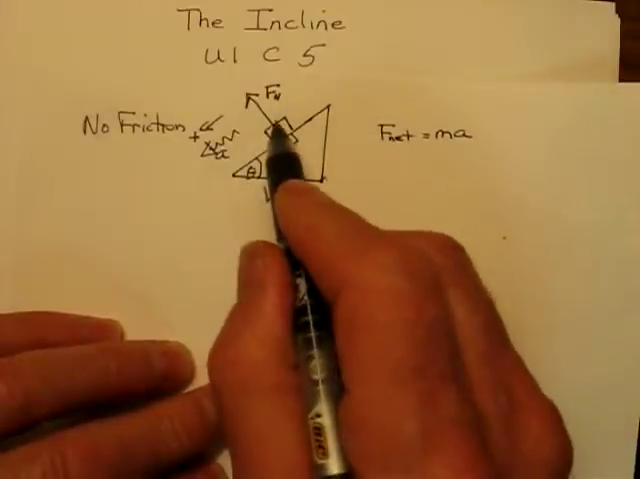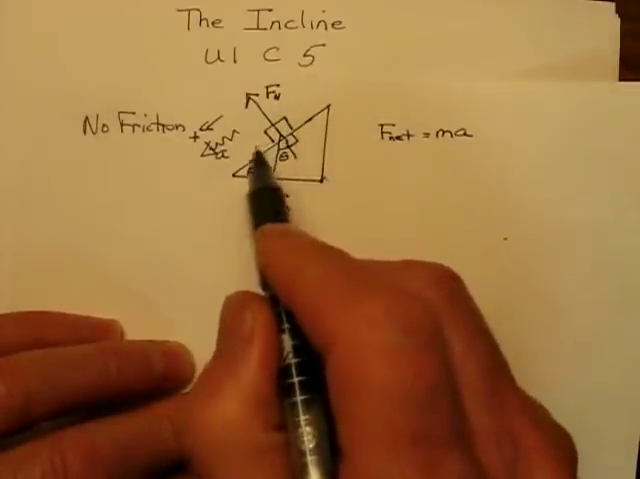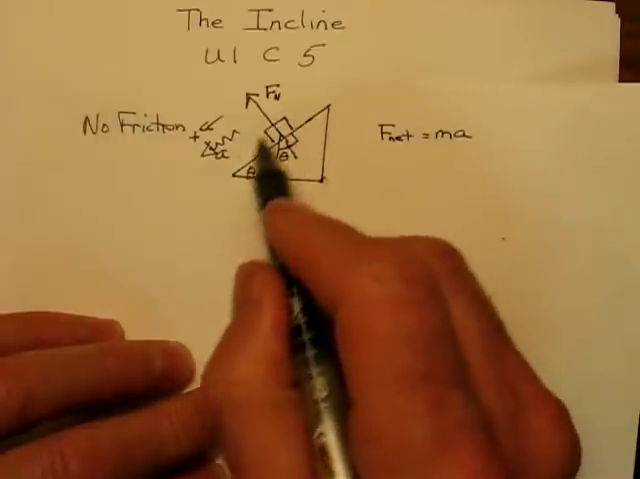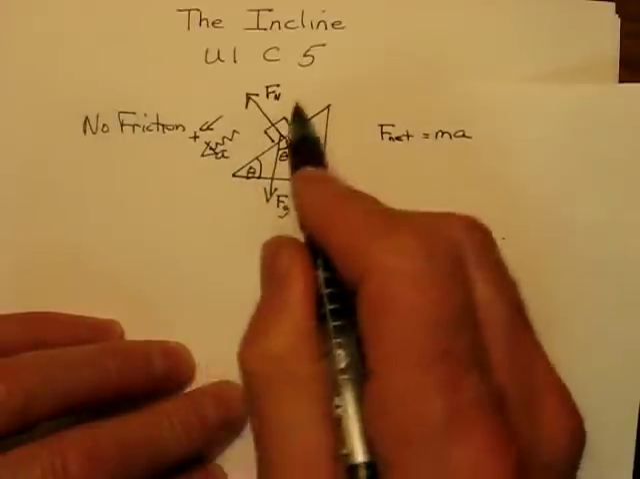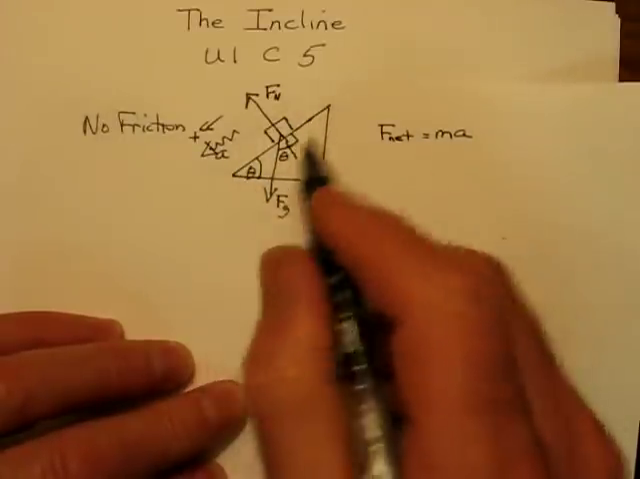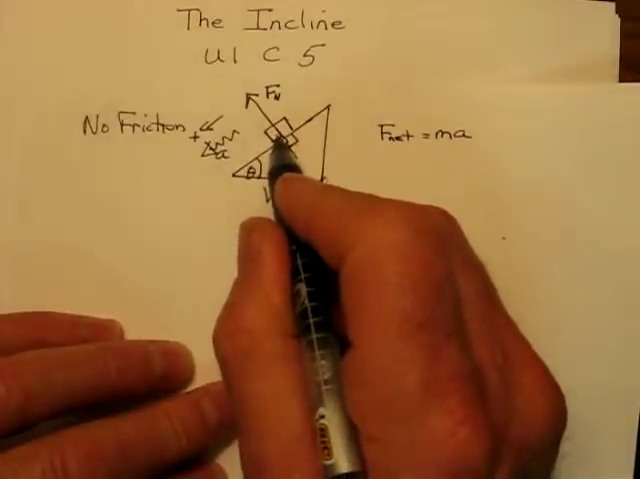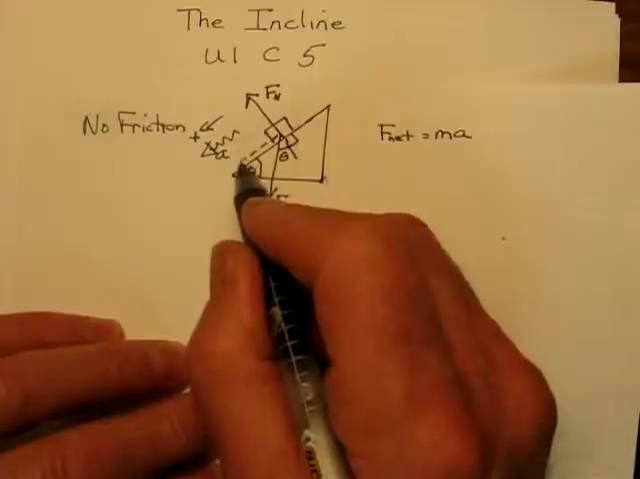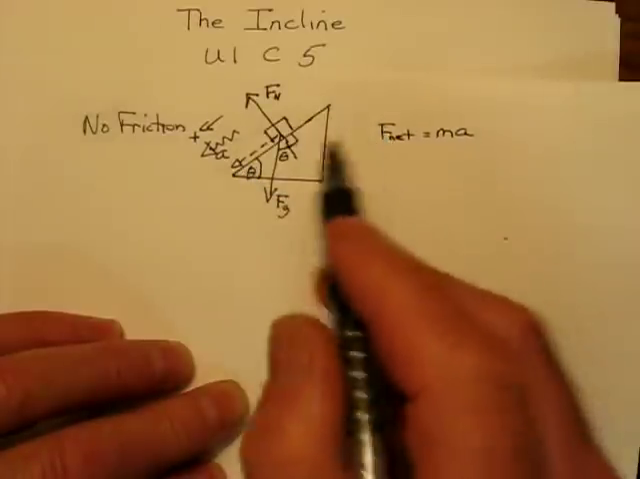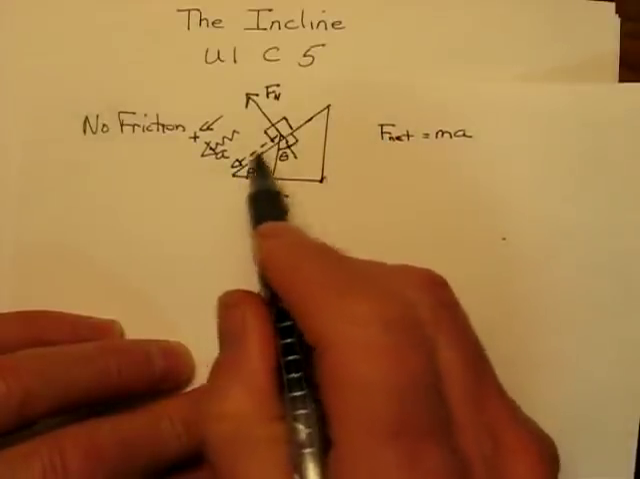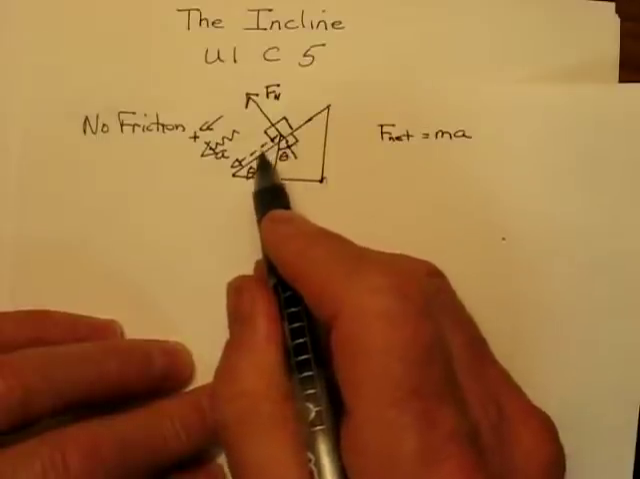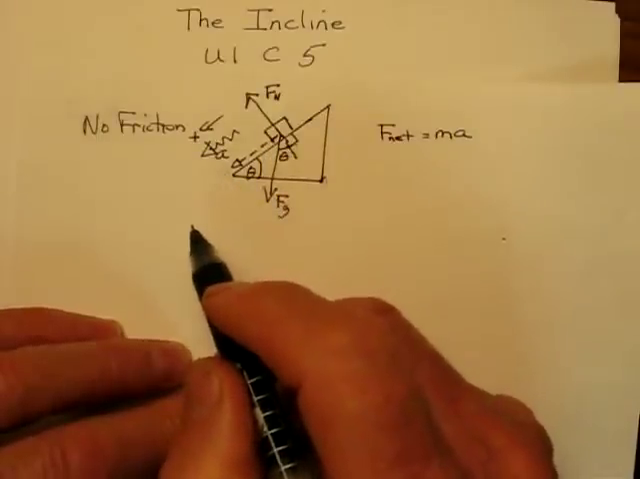Fn does not. Fn is perpendicular to the acceleration. It has no component in the direction of the acceleration, so we can just forget about Fn. But Fg does have a component along the direction of the acceleration. I'll draw it in here, dotted. That component of Fg pulls the mass down the incline and causes it to accelerate.